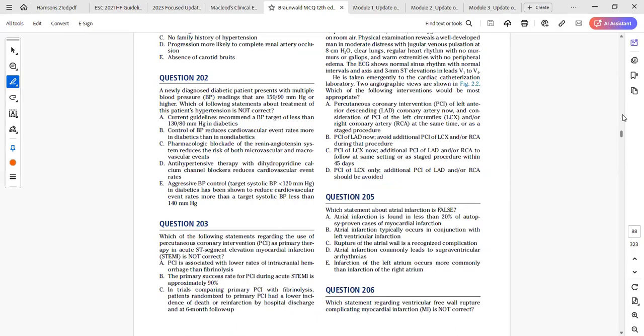Question 202. A newly diagnosed diabetic patient presents with multiple blood pressure readings that are 150 over 90 millimeters of mercury or higher. Which of the following statements about treatment of this patient's hypertension is not correct? They are looking for the false answer here, the incorrect answer. Current guidelines recommend a BP target of less than 130 over 80 millimeters of mercury in diabetics. Obviously, this is a correct answer.